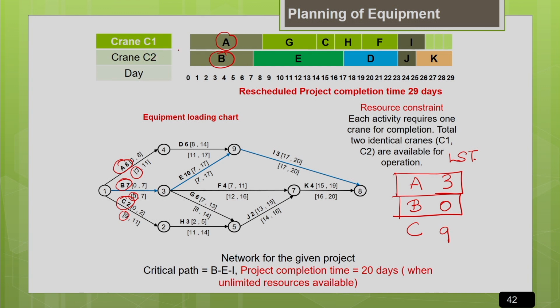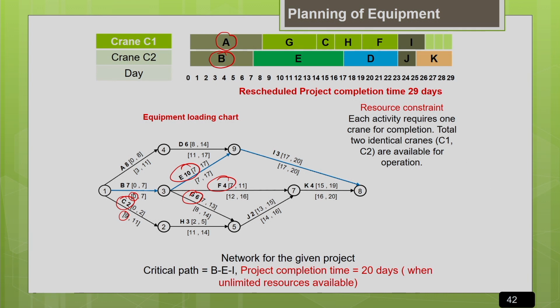Now we have to allocate crane C2 to the next activity. So which are the next eligible activities for allocation? Generally, when all the preceding activities are completed, the succeeding activities become eligible for allocation. Since B is completed, the eligible activities for allocation are E, F and G. As well as C, because C is also not yet completed, so C is also eligible for the allocation.